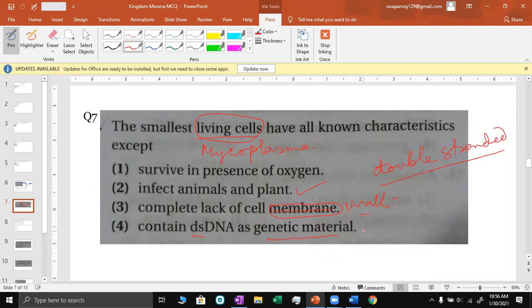Contain double stranded DNA, it infects animals, they survive in presence of oxygen. This one survives in absence of oxygen. This is anaerobe. Okay, so this is the mycoplasma. So our answer is this one.